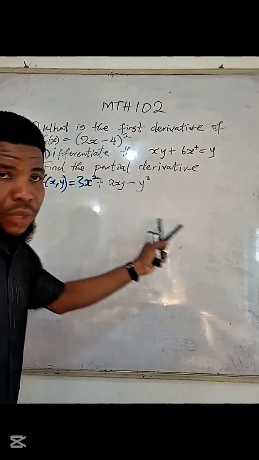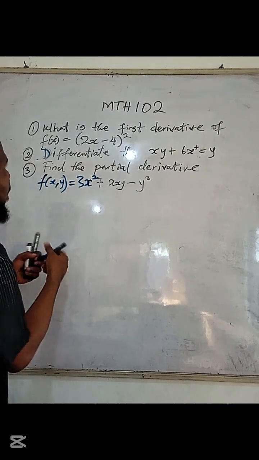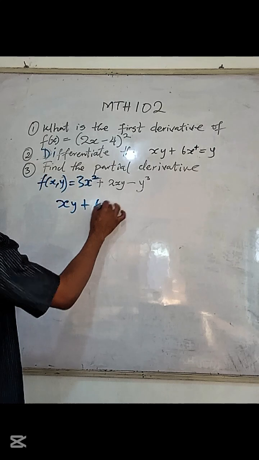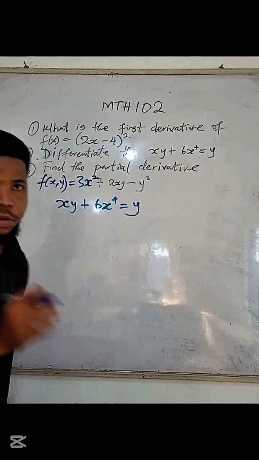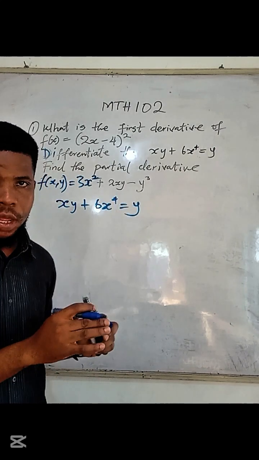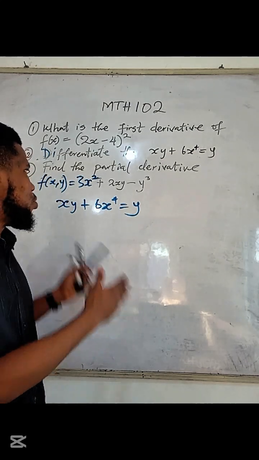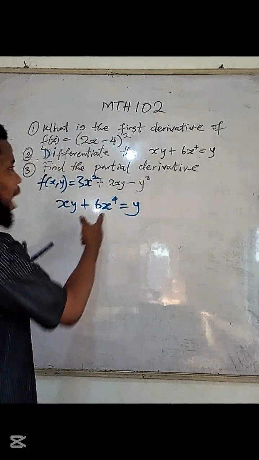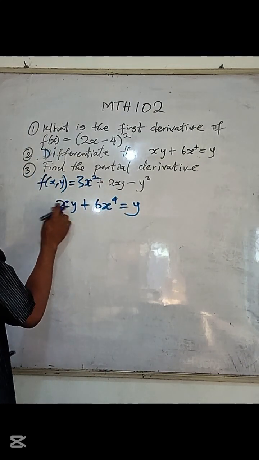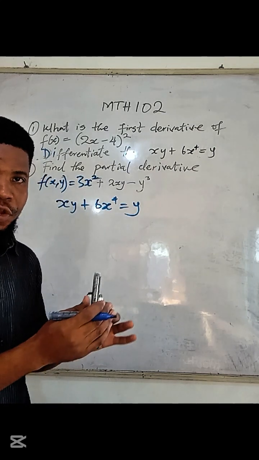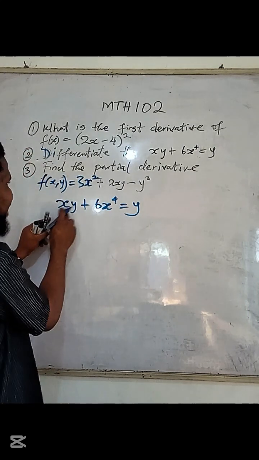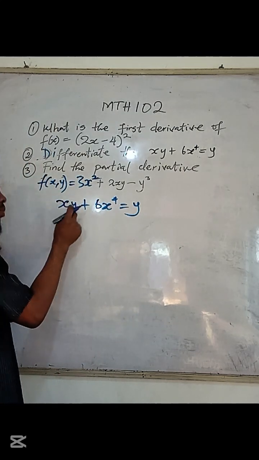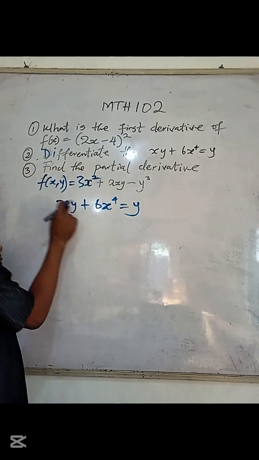Alright, so I just wiped off that first question. The second question now: we have to differentiate sy plus 6s raised to the power 4 equal to y. Now this is an implicit function, you see a mixture of s and y. Just like we said in our previous class, how do we differentiate this? Because s and y are together, this is a product, this times this. You remember product, just like we did. I'll differentiate one, multiply with the other, and differentiate this one, multiply with this one.